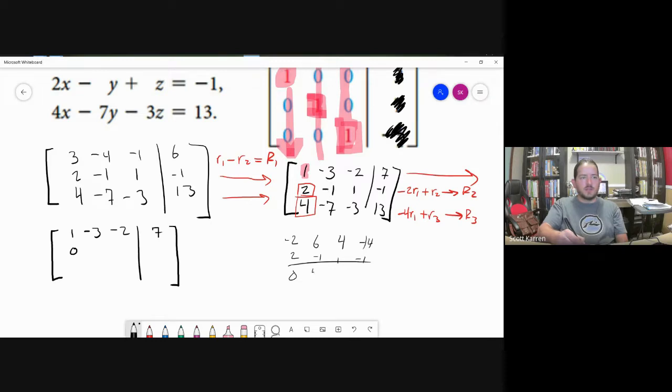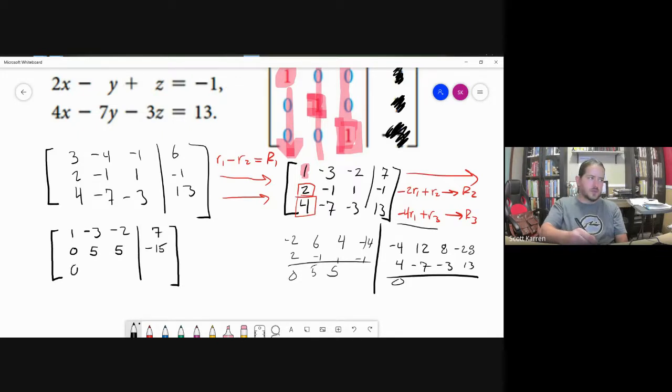6 minus 1, 5. 4 plus 1, also 5. And -14 minus 1, -15. Right? Likewise, for my other one, -4 row 1s would be -4, +12, +8, and -28. And then adding that to row 3, 4, -7, -3, and 13 gives me 0, what I was looking for.